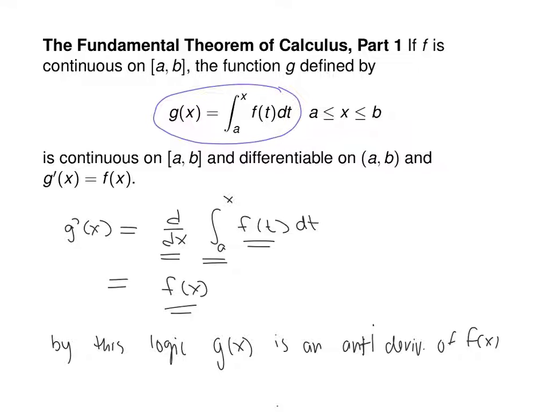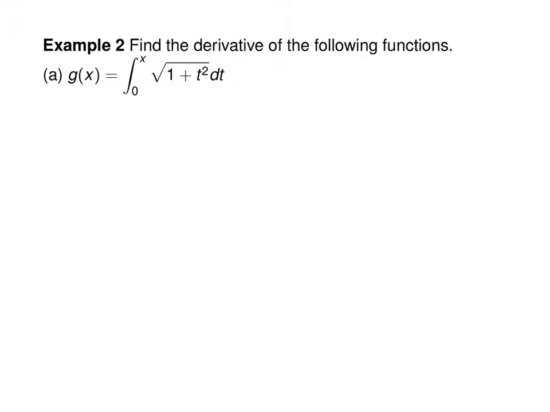Now there's a couple funky things that you have to keep in mind, that the variable in this thing is in the upper limit. What's inside this function doesn't really matter. You don't differentiate that. The thing you're differentiating is the thing up here. So here's a couple examples involving that.